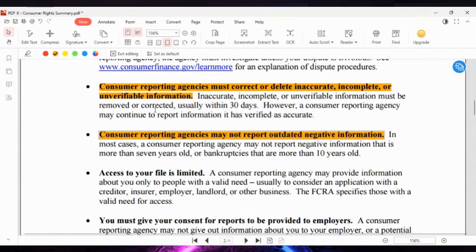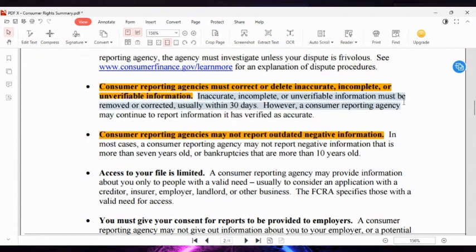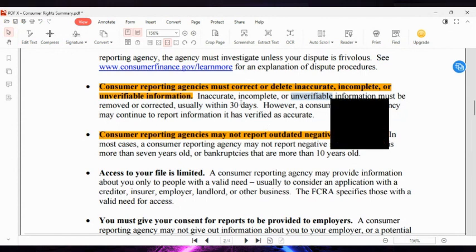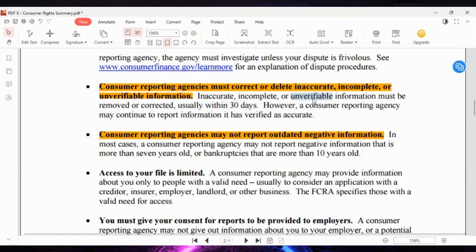So if this information is inaccurately reporting, I showed you the bankruptcy is inaccurately reporting, and it's unverifiable because the information would come from the original creditor, but there is no creditor in this situation because it is a public entity, which is bankruptcy court. But anyway, the consumer reporting agency must correct, delete any inaccurate information. Therefore, that account should be deleted.